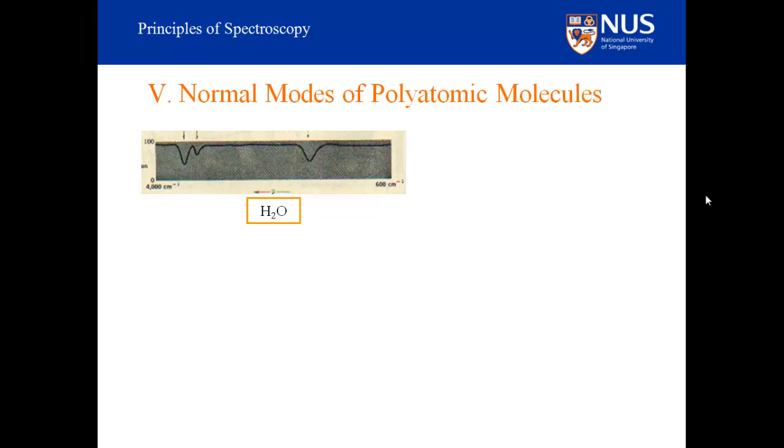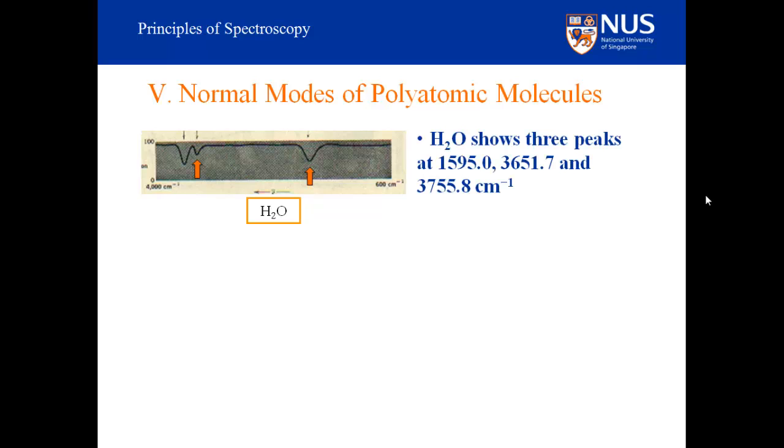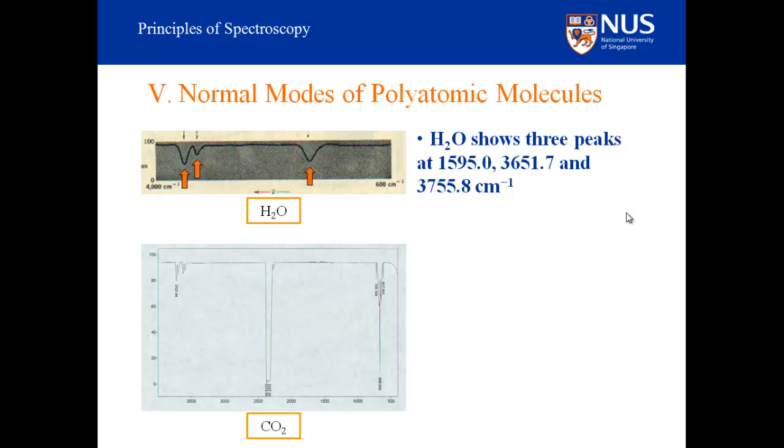First, let's have a look at water. In this spectrum you can see three peaks. One is at a relatively low frequency of 1595 wave numbers, and two at higher frequencies at 3652 and 3756 wave numbers. Next then, let's look at carbon dioxide. In this spectrum you can see two peaks due to carbon dioxide at 667 wave numbers and 2349 wave numbers. The peaks around 3700 wave numbers are due to water.